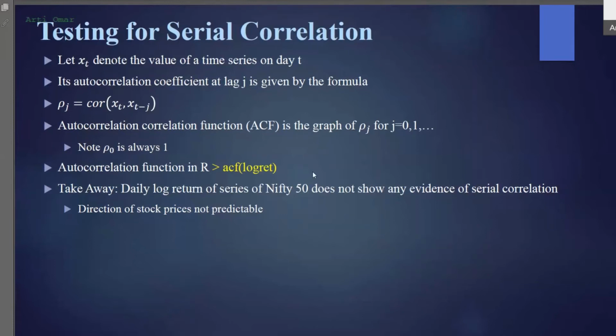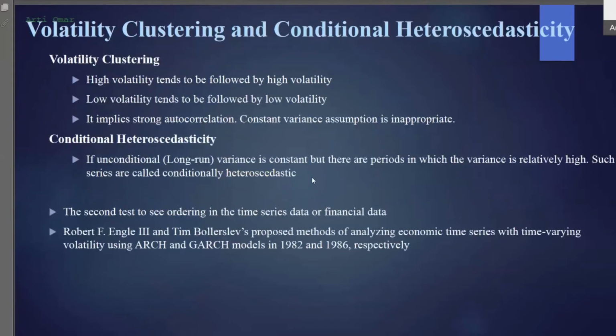But let me continue with the theory part, and then we will switch to the practical application. As I told you, there are two tools to see the ordering of the data. First is the serial correlation, and second is called volatility clustering. Now, what is volatility clustering and conditional heteroskedasticity? Volatility clustering can be defined in two ways: a data can show high volatility clustering, or it can also show low volatility clustering.